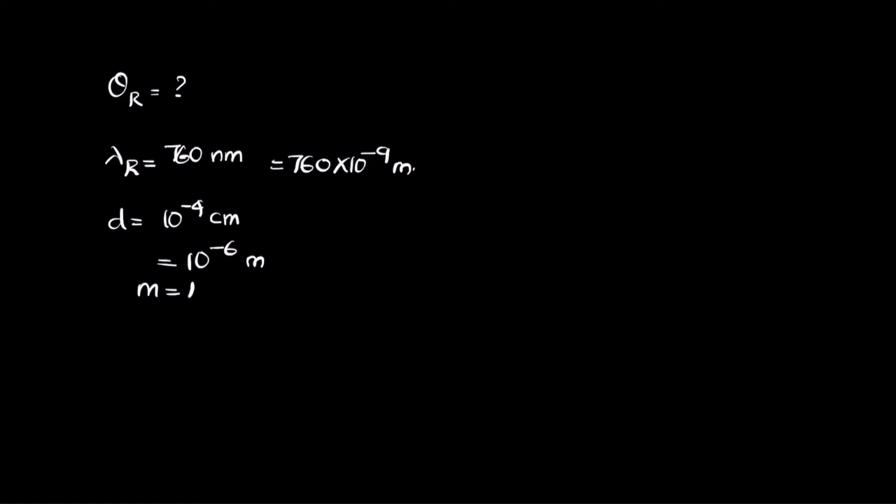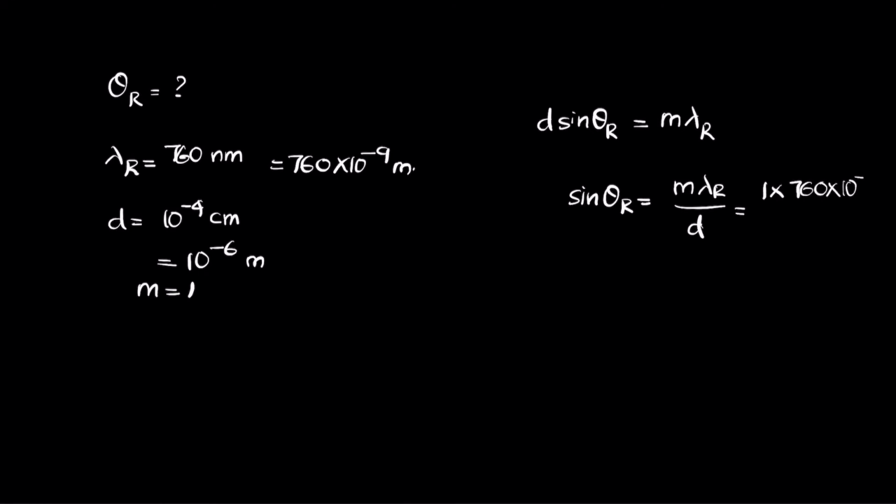So this is the second part of the problem. Again, you have d sine theta r equals m lambda r. So sine theta r becomes m lambda r by d. M is 1, times 760 into 10 power negative 9, over d, which is 1 into 10 power negative 6 meter. So sine theta r should be equal to 0.760.